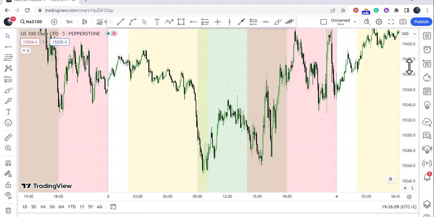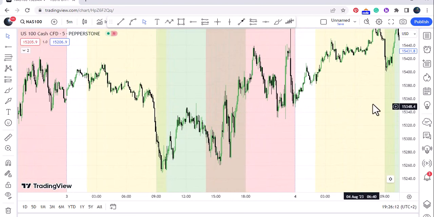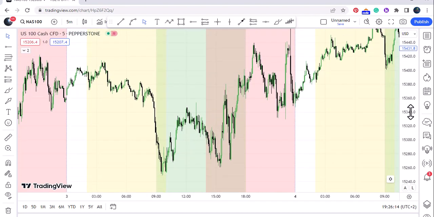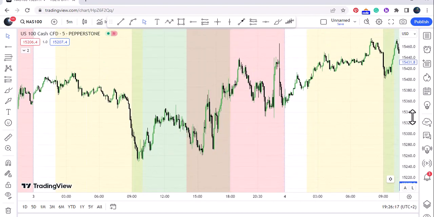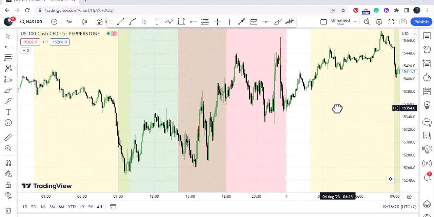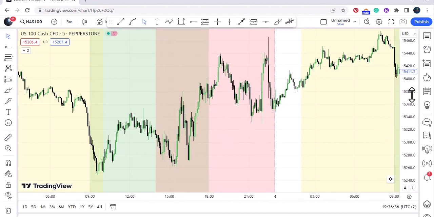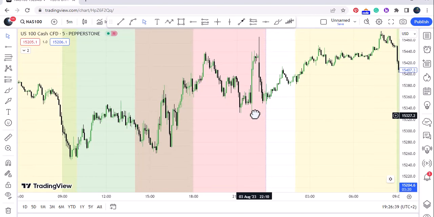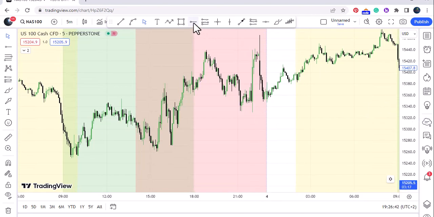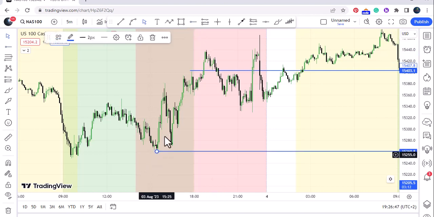So this is the M5 NAS 100 chart. What you are going to do is trade the New York session, and we are going to be looking at the London session and the New York session. The blue one that you see here first is the Asian session, then the gray one in between here is the London session, and the pink one is the New York session. We're going to be marking the highs and the lows in the London session. So this is the low and this is the high.